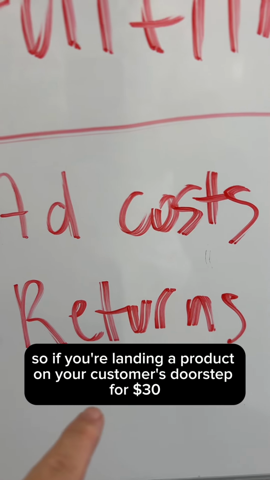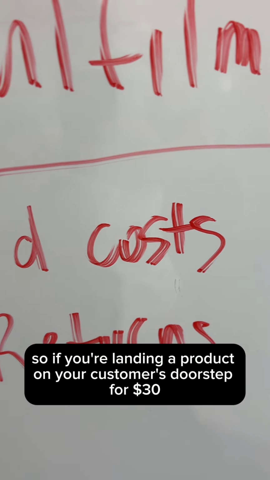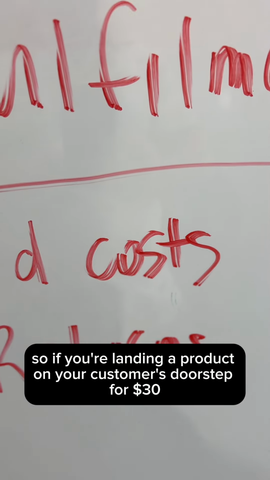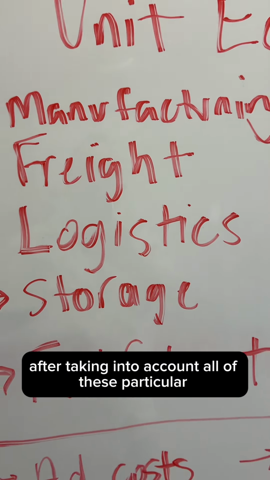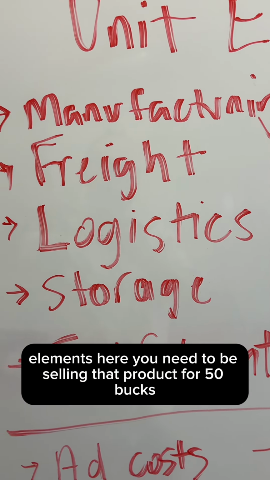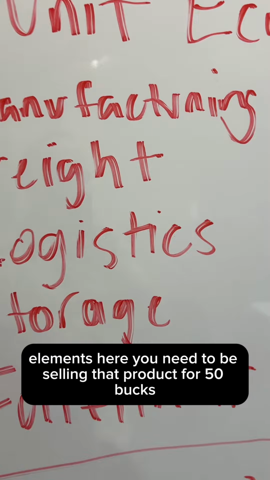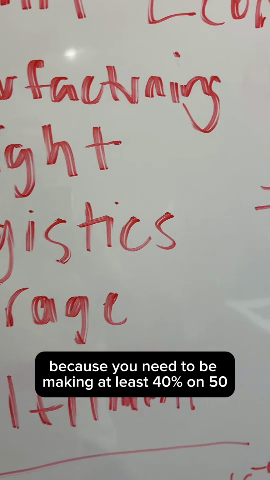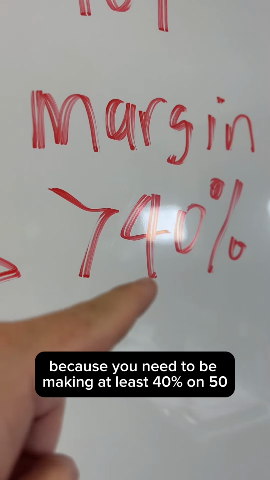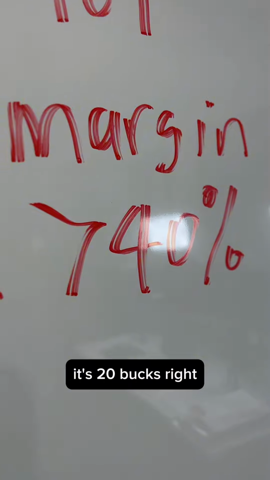Right? So if you're landing a product on your customer's doorstep for $30, after taking into account all of these particular elements here, you need to be selling that product for $50, because you need to be making at least 40% on 50 is $20, right?